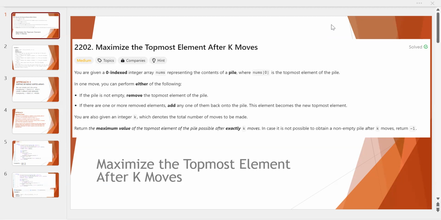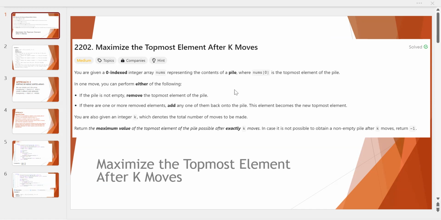The question says you are given a zero-indexed integer array nums representing the contents of a pile, where nums at the index of 0 is the topmost element of the pile. In one move, you can perform either of the following. If the pile is not empty, remove the topmost element of the pile, or if there are one or more removed elements, add any one of them back onto the pile. This element becomes the new topmost element. When you add the element, it will become nums at the index of 0, that is the new topmost element.